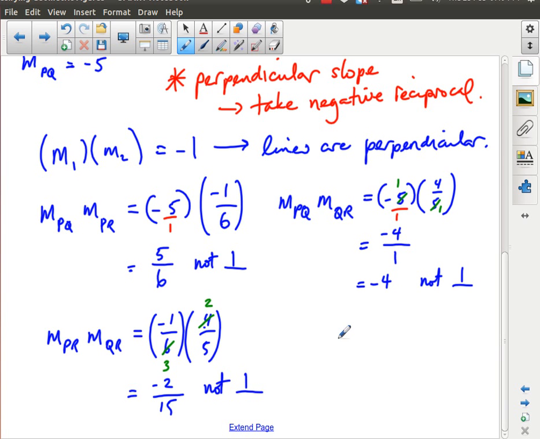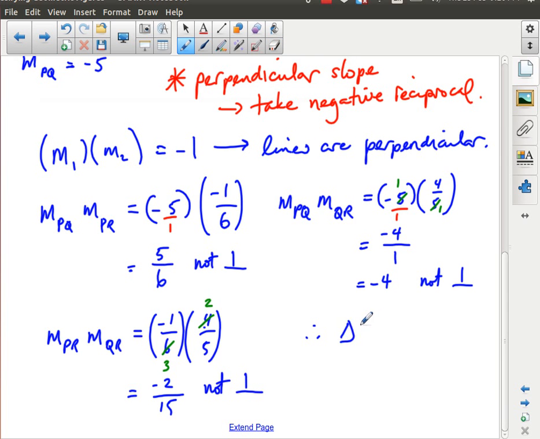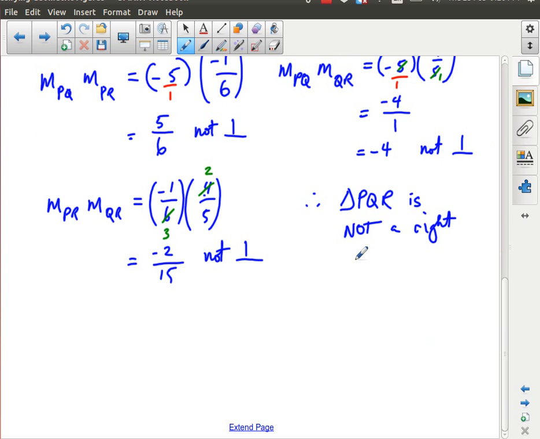Therefore, let's say therefore triangle PQR is not a right triangle because it doesn't satisfy any of our conditions for perpendicular lines.